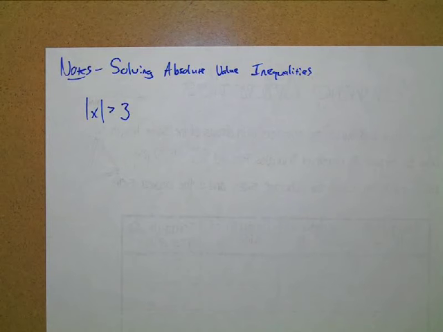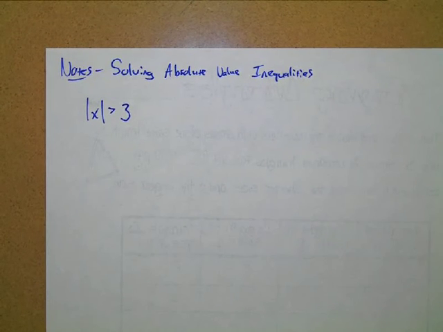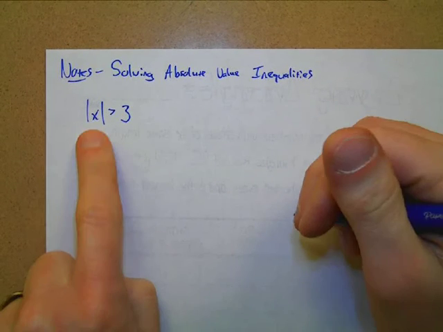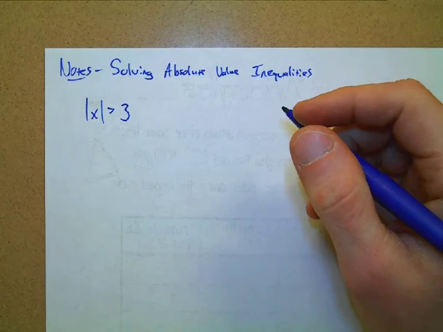So we should remember, right, that absolute value means distance from zero, distance from zero on a number line, okay? So when we had absolute value of x equals 3, then we wanted to figure out what numbers were 3 units away from 0, okay? And that was 3 and negative 3 when we had the equation. But now we have this absolute value inequality, and we want the distance from 0 of x to be greater than 3 units away from 0.